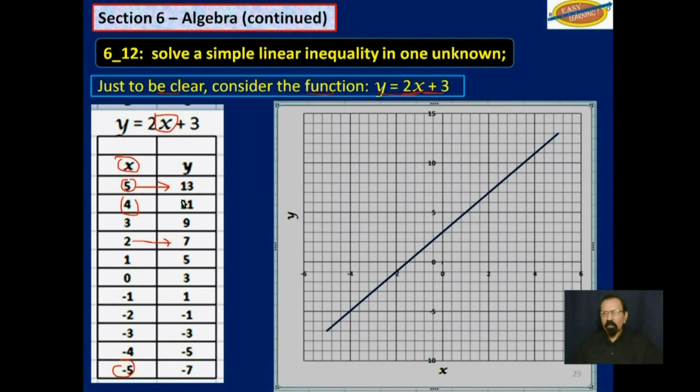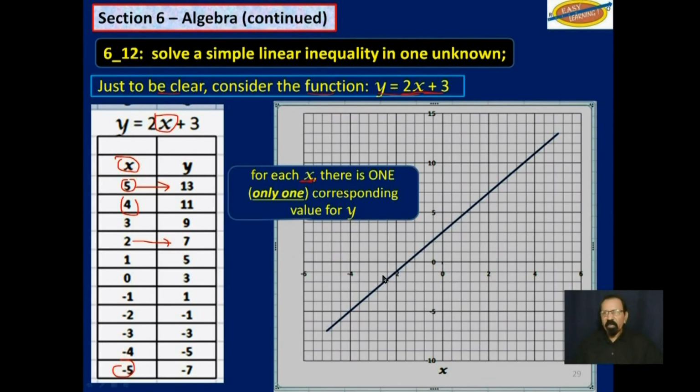If we plot that on a graph, we get a line like this. For each x value, there is one and only one corresponding value for y. Now that's called an equality. So if you pick 4, for example, there is only one value for 4. And as you could see over here, that one value is 11. So if we go up here with 4 and we come across, we arrive at 11 here.